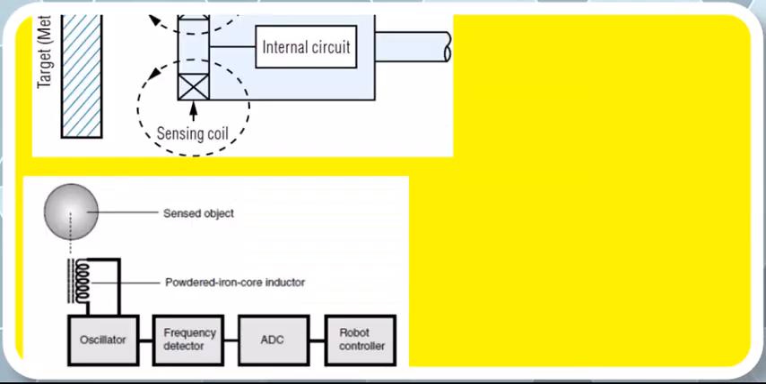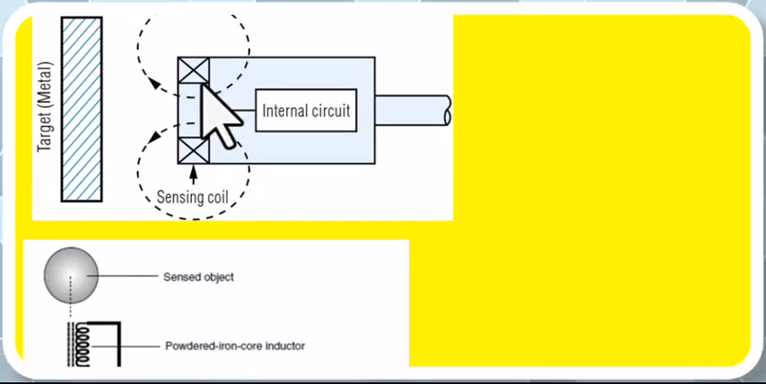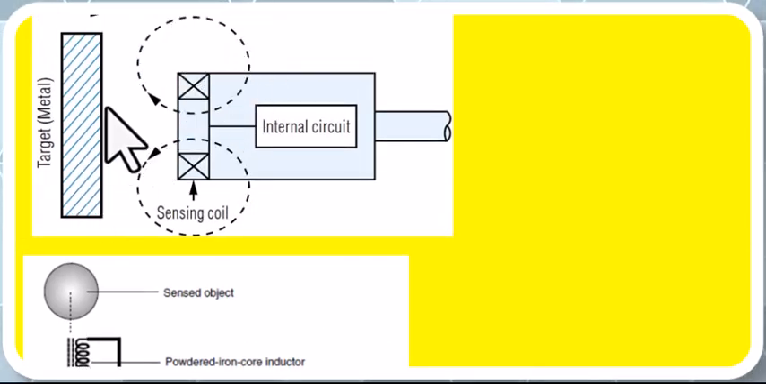Let me summarize once again the induction proximity sensor. In this device or sensor, when the target metal comes near to the sensing coil, then the magnetic field frequency is affected by this metal. Once that is affected, automatically the sensor load increases. Once the sensor load increases, automatically the oscillator frequency reduces.